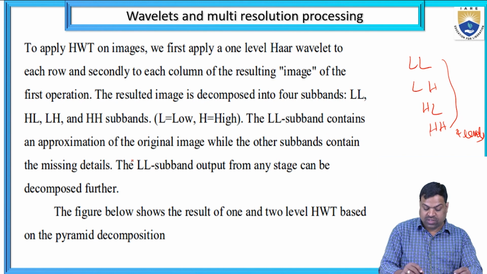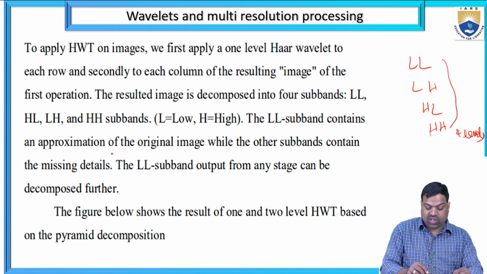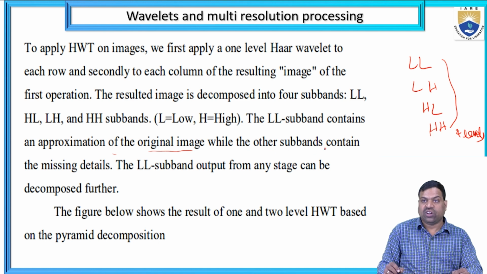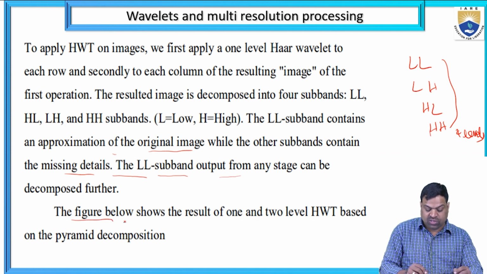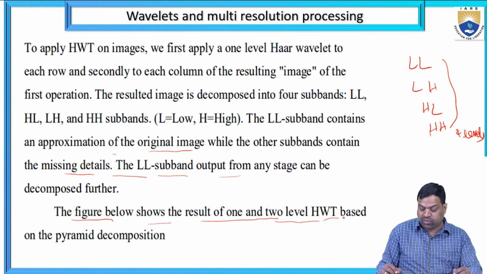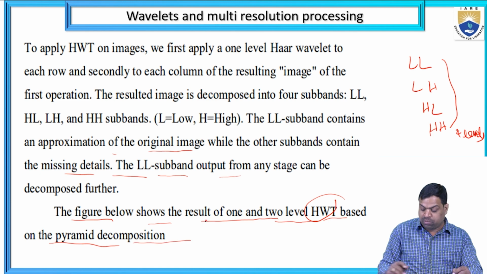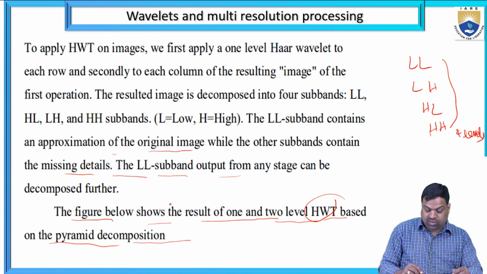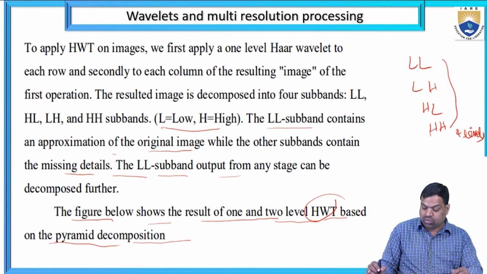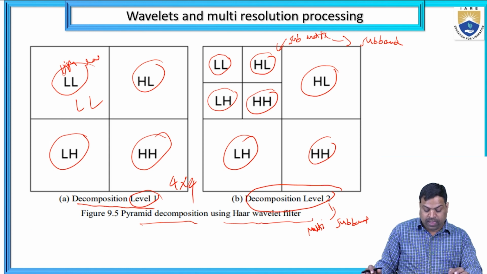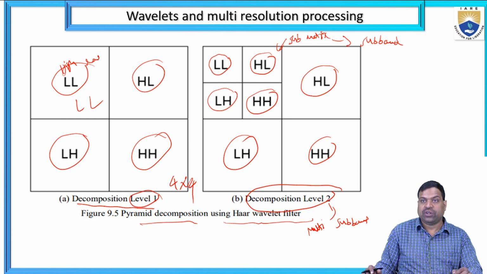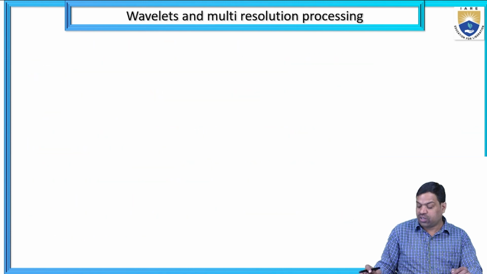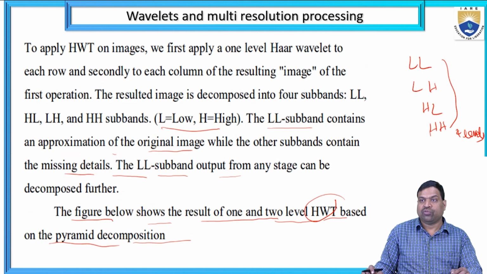So these four levels give the approximation of the original image, with the other subbands containing the missing details. The LL subband output from any stage can be decomposed further. The figure below shows the result of one to two levels of Haar wavelet transform based on the pyramid decomposition. Here low, high, that is 4 levels. Here also decomposition of level 1 and decomposition of level 2 are there. In level 2, another 4 by 4 is also mentioned there. That is 4 levels.